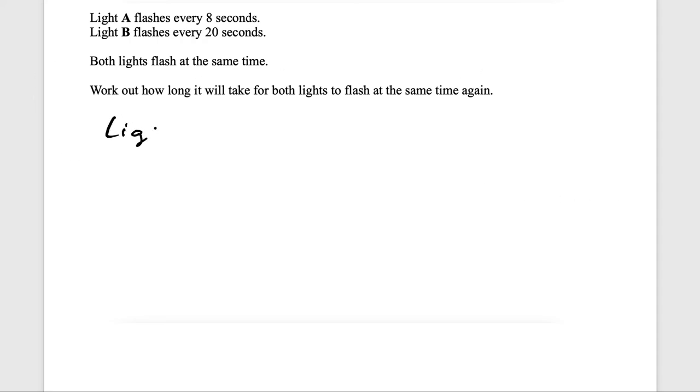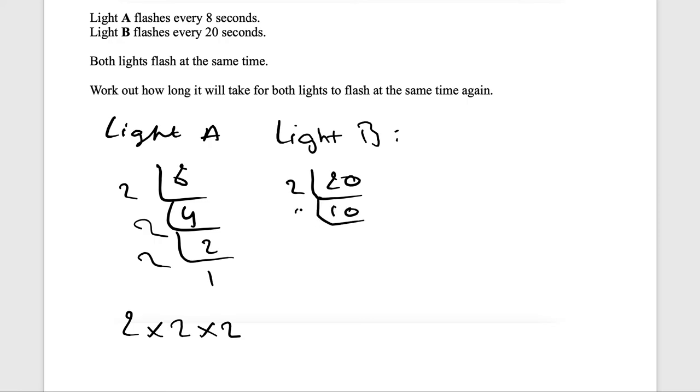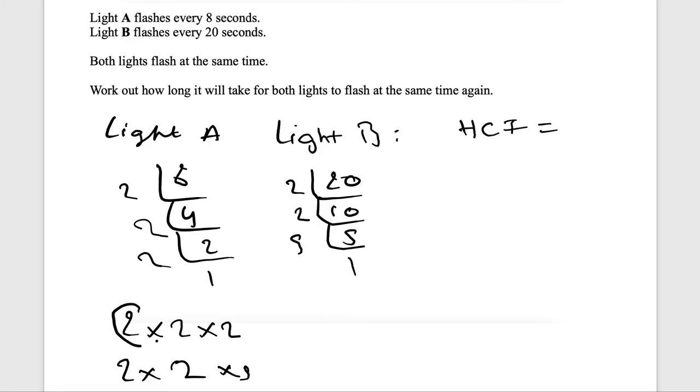So light A is 8. So let's work out the prime factors. So it's going to be 2 multiplied by 2 multiplied by 2. Then if we do the same with light B, 20 to 10 to 5. So we would have 2 times 2 times 5. Let's work out the HCF, which is going to be 2 multiplied by 2, as they both come up in both equations. So 2 multiplied by 2, which is 4. Okay, that's the HCF.